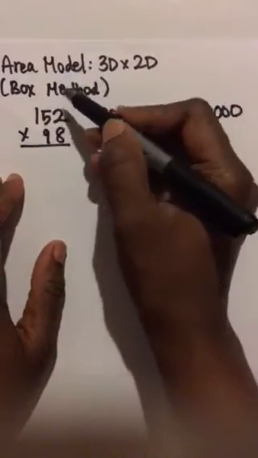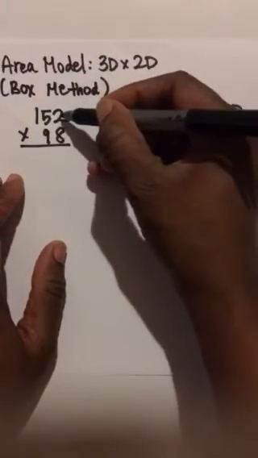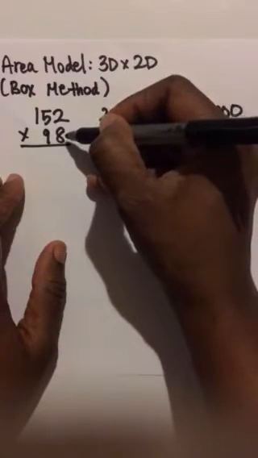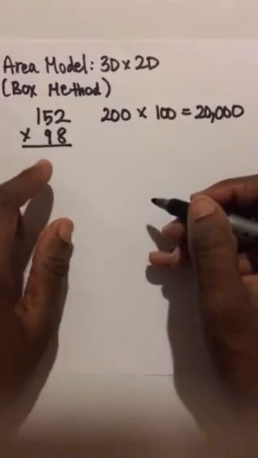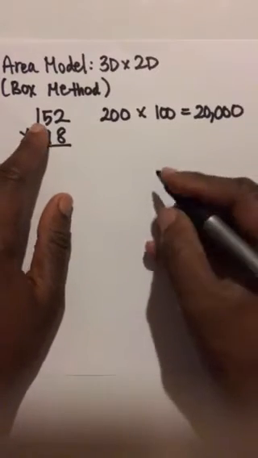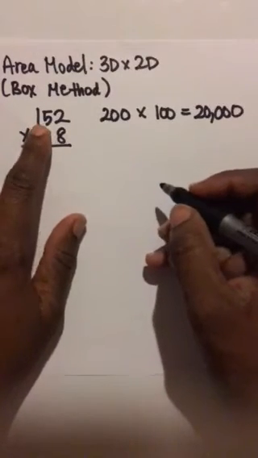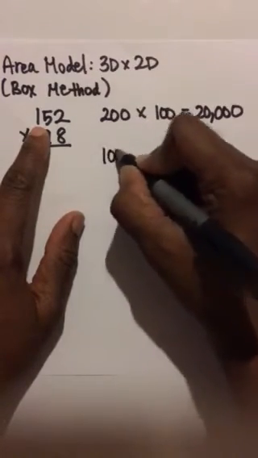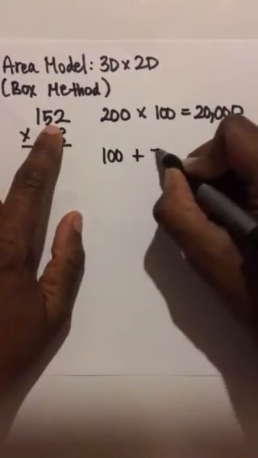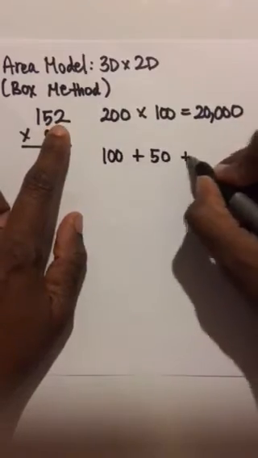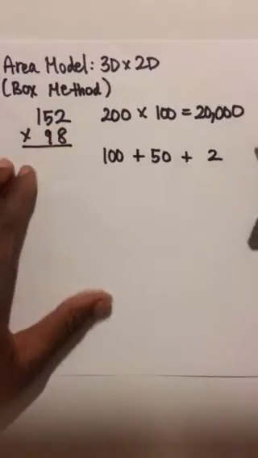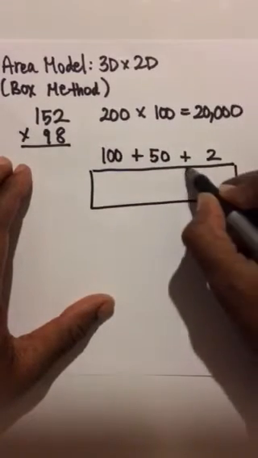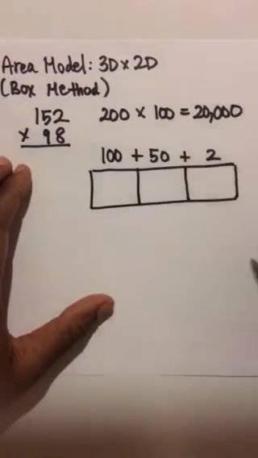Alright, for the area model or the box method, you multiply each digit's worth in the top factor by each digit's worth in the bottom factor. Expanded form is great for the area model. So let's look at the expanded form for 152. That 1 is actually worth 100, plus that 5 is worth 50, plus the 2 is simply worth 2. And each digit gets its own box or area model.